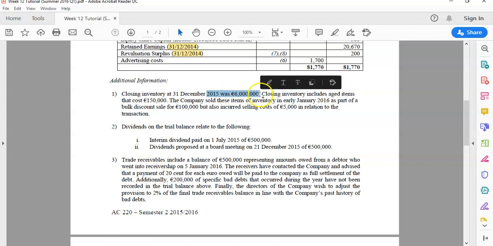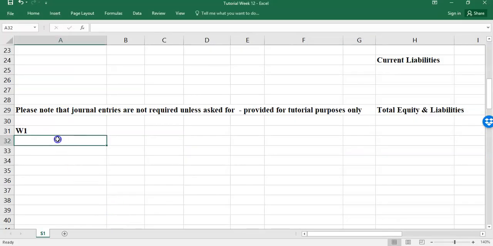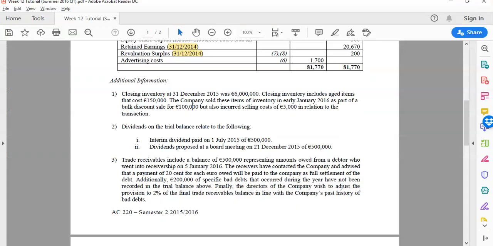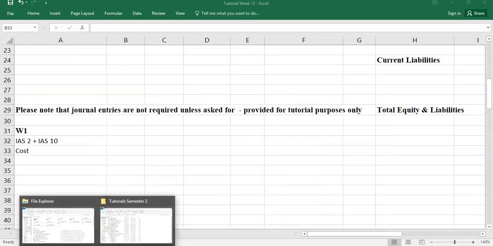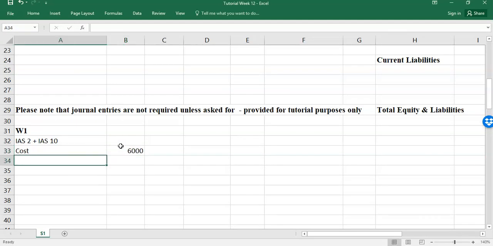Closing inventory was 6 million, but of that there's 150,000 which was sold after the year end at a discount. Its cost of 100 is sold for 95. So actually we're dealing with after the year end here. There are 2 standards at play. You have IAS 2, but you also have IAS 10. The cost of the inventory overall is 6 million, so we drop the last 3 zeros to make it neat. Within that, there's a cost of 150, whose net realizable value at the start of next year is 95.